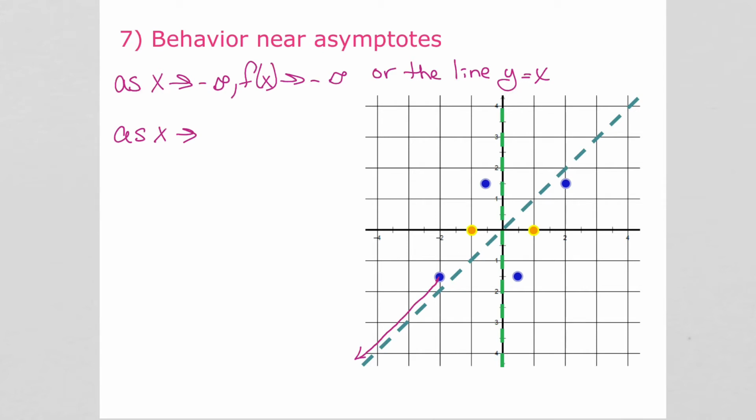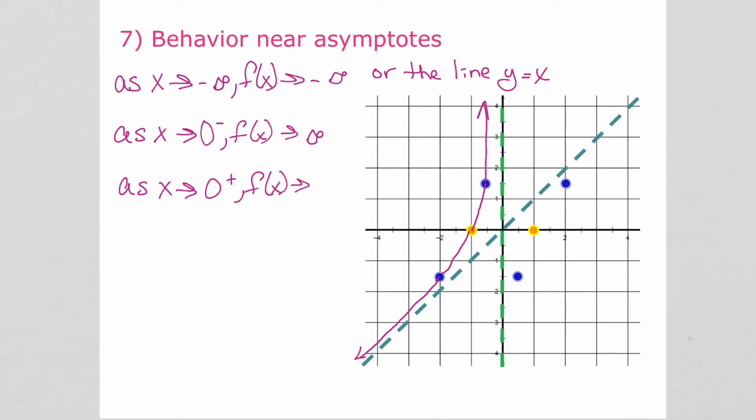As x approaches our vertical asymptote, 0, from the left, if we connect these dots in a curve, because it's not a straight line there, we've got to keep going up. So, positive infinity. As x approaches 0 from the right, once we connect these points, you're going to have to keep going down. So that would be negative infinity.